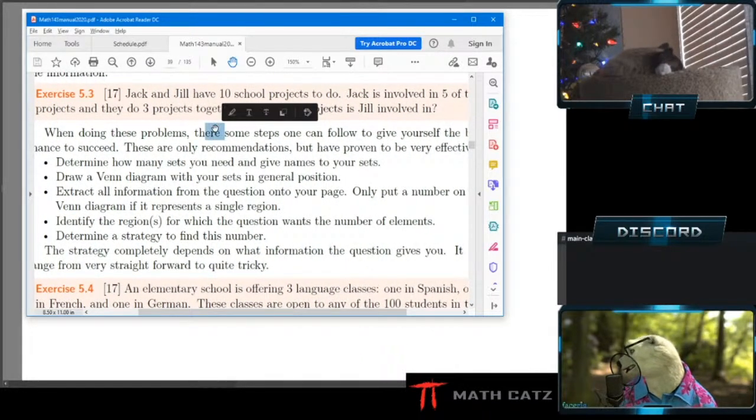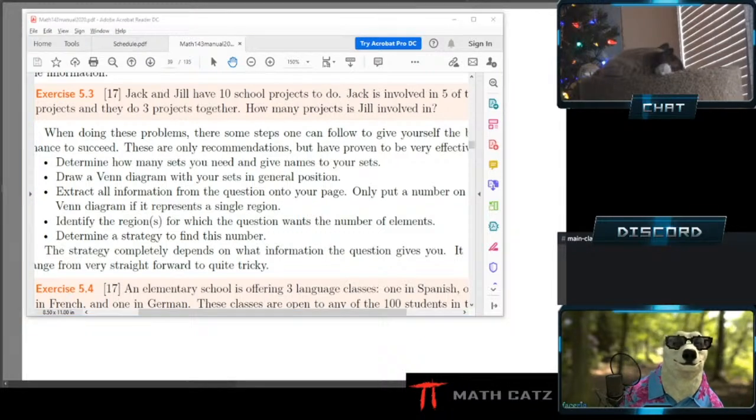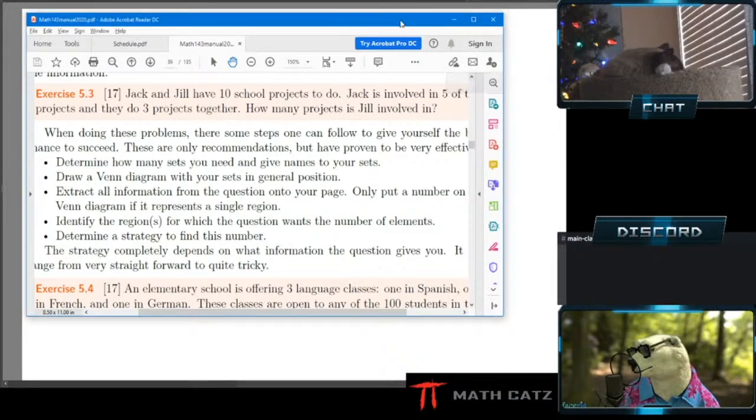So we'll be okay. Okay, let's see this exercise. Jack and Jill have 10 school projects to do. Jack is involved in 5 of the projects, and they do 3 projects together. How many projects is Jill involved in? So see, the question is the number of projects that Jill is involved in.